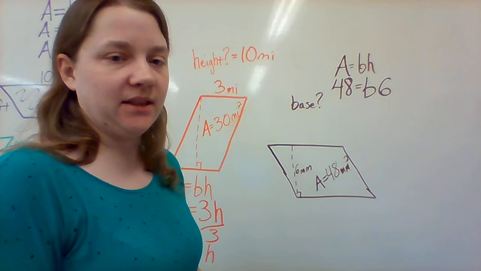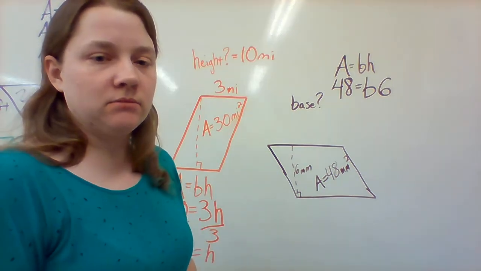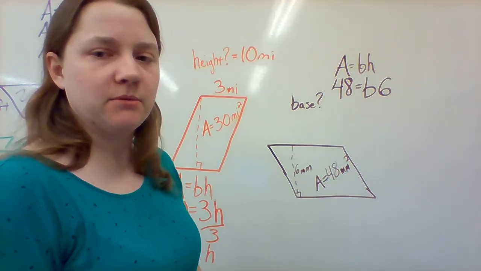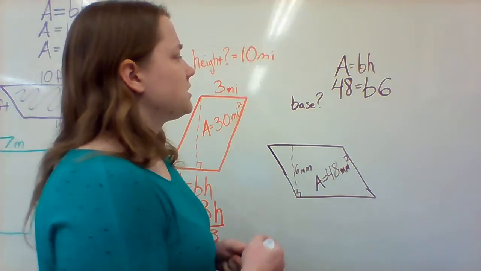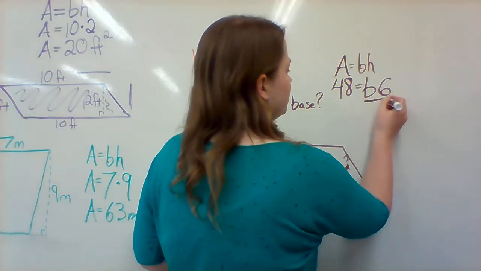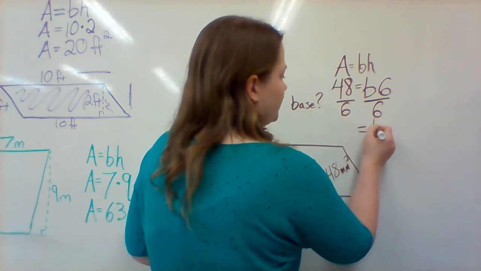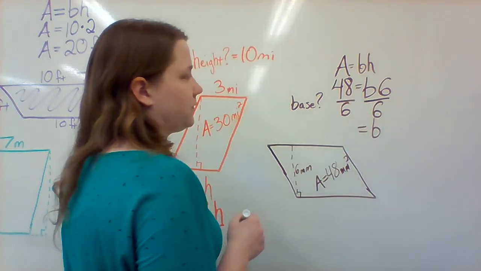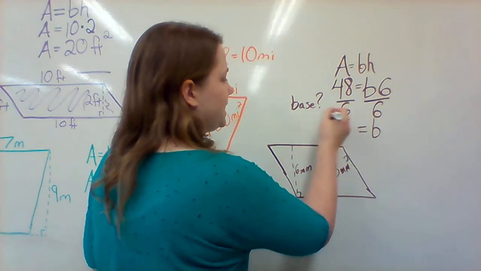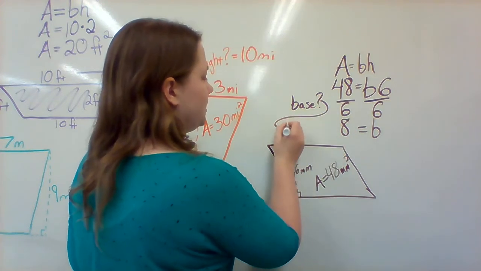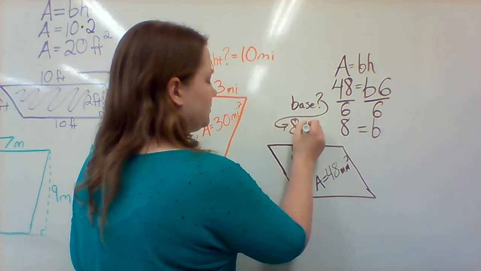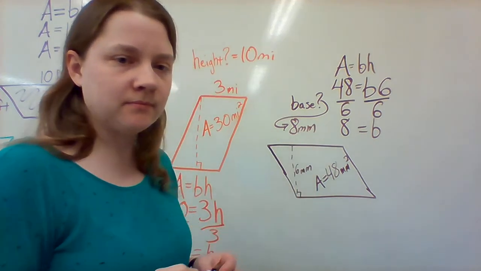That being said, 6 is being multiplied by B, so to get rid of the 6, my computer just jumped and I don't know why, so to get rid of the 6, I'm going to divide by 6 on both sides. And I'm left with B equals 48 divided by 6 is 8. So I know that the base is going to be 8 millimeters.